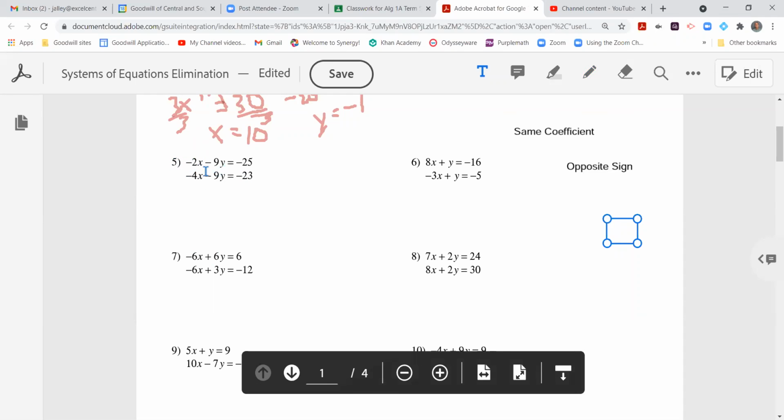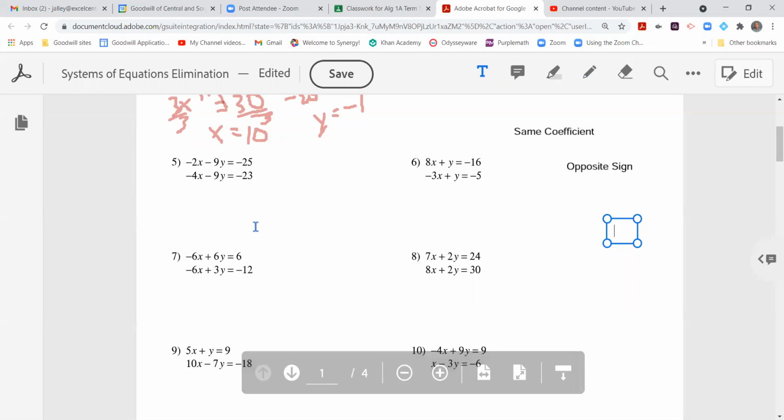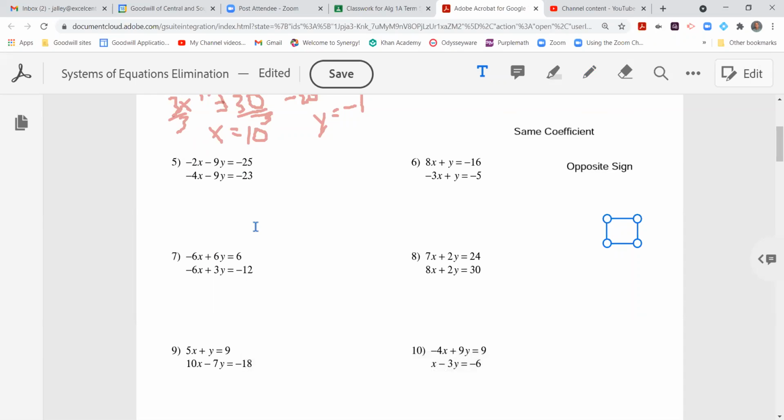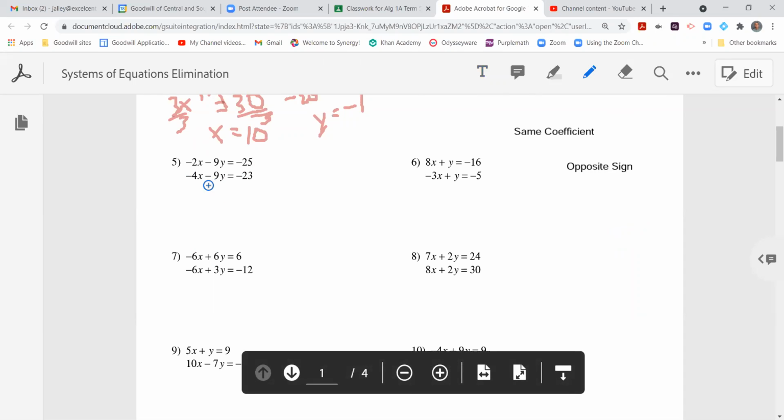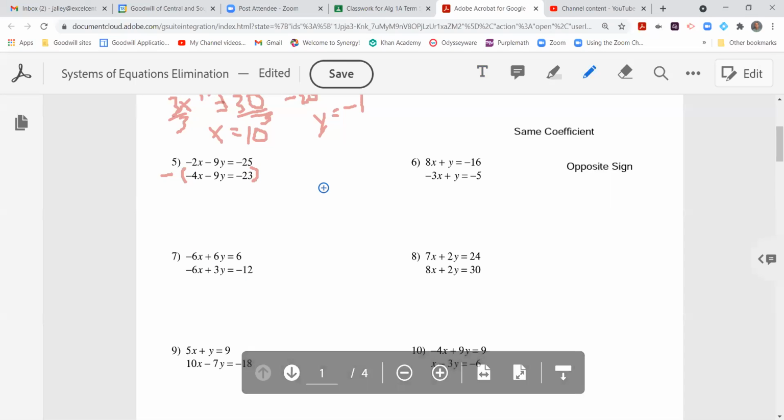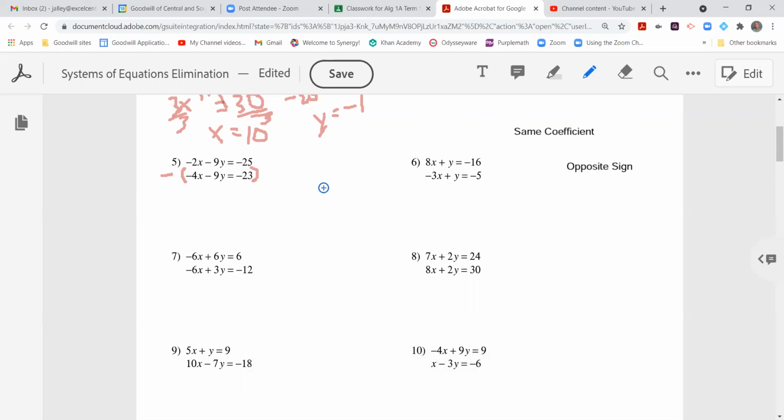So if you look at problem number 5, every one of those terms has a minus sign in front of it. We don't have any that has an opposite sign. I do see that the y values have the same coefficient. They're both -9. So if I take this second row and subtract the whole thing, it changes my signs. And now I have same coefficient, opposite sign with the y terms, and I can cancel them.